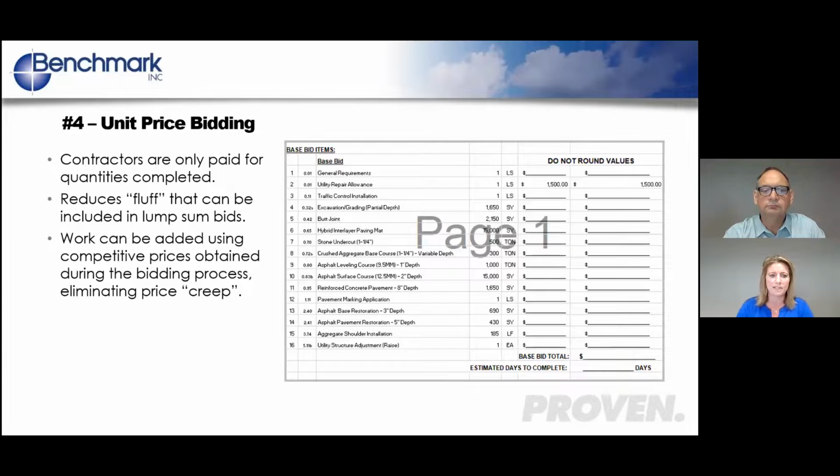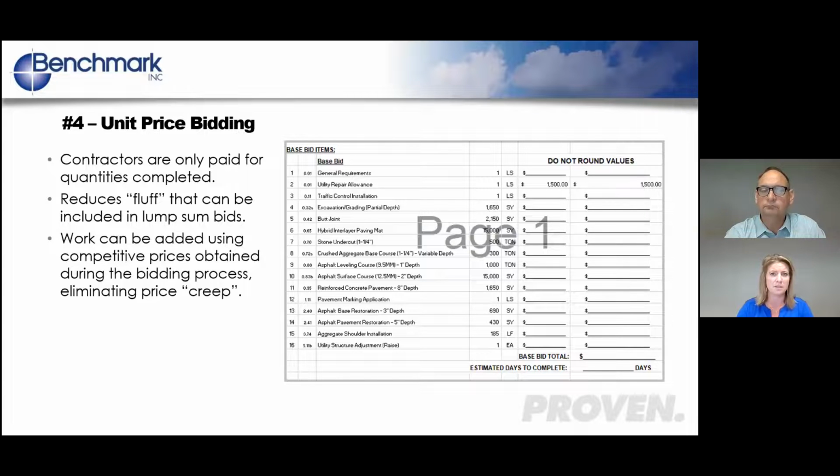So step number 4 is unit price bidding. And you'll see here on the screen, we have a sample unit price bid form. This is a project that we worked on this year. So what are the benefits of unit price bidding, or why would it help reduce the risk of change orders? Well, for one, you're only paying for the quantities that are installed. No one wants to pay for something they're not getting, right? So you're going to pay for just the quantities that are installed. And it also reduces the risk of what we would call potential fluff that might be seen in a lump sum bid.